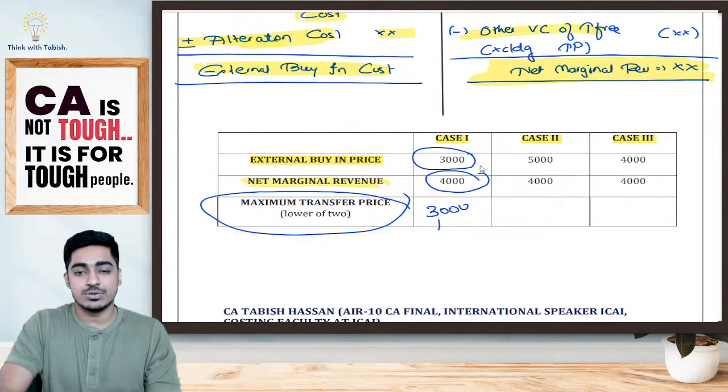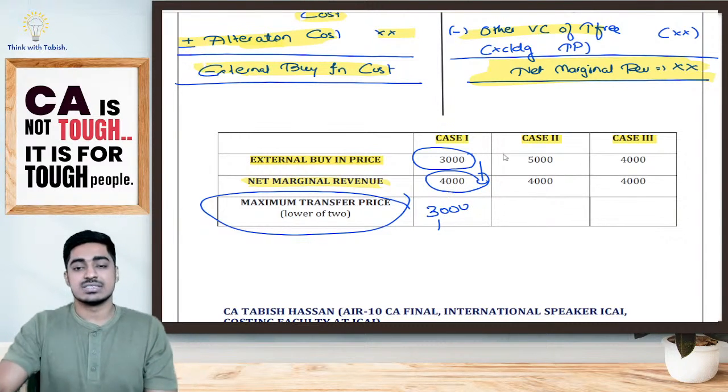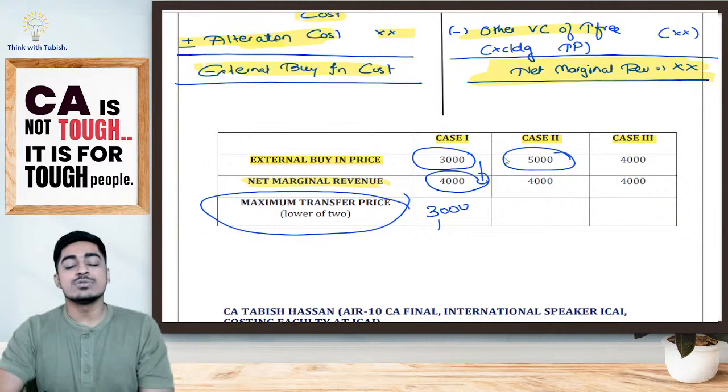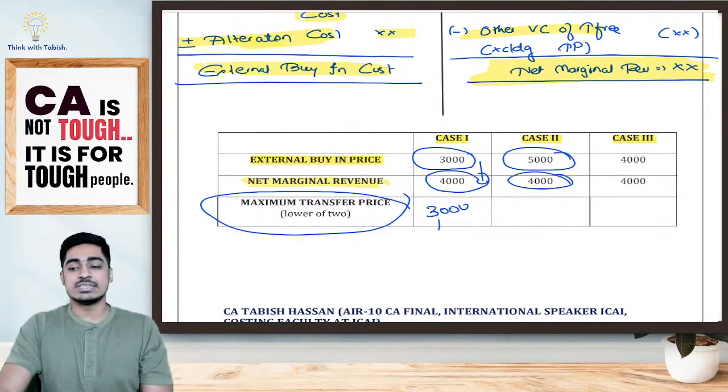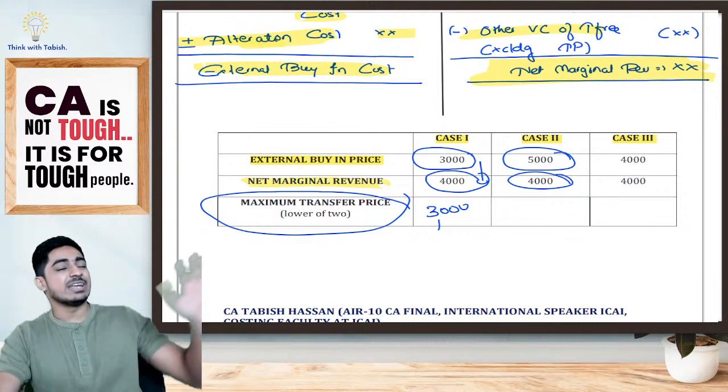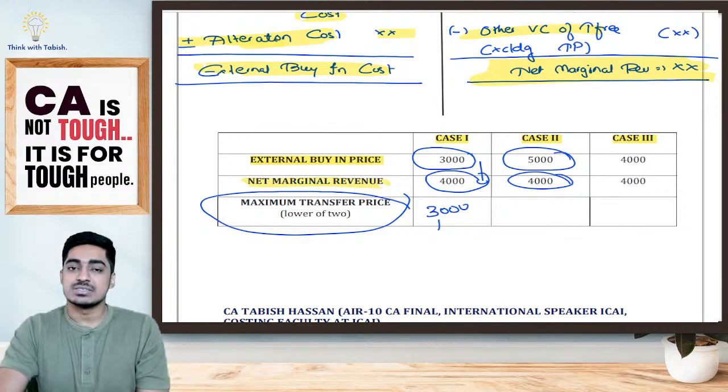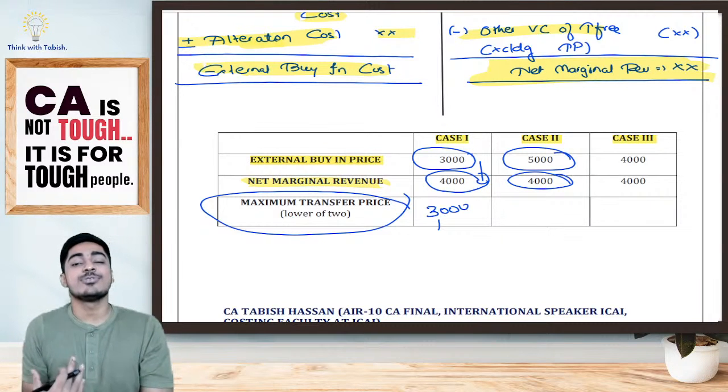Whichever is low. Second case: 5,000 is the external buying price, and 4,000 is the net marginal revenue. The mobile division is telling, see, if I buy it from outside, it is 5,000 rupees. Net cash I have with me is 4,000 only.